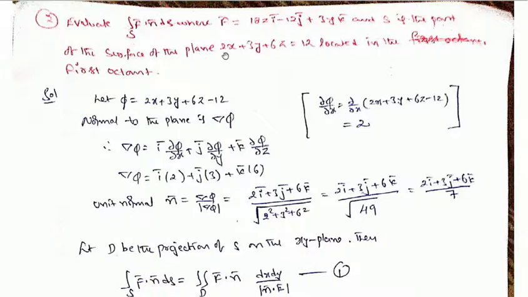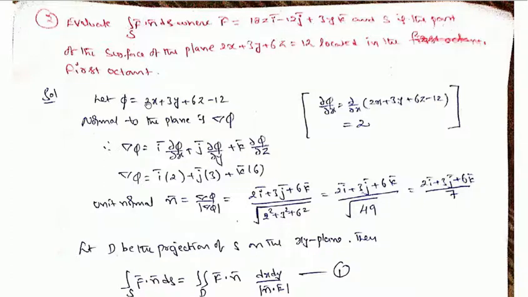So here the surface is given as phi equals 2x plus 3y plus 6z minus 12. Now we have to find the normal to the plane. Normal to the plane is del phi. So what does del phi mean? i bar dou phi by dou x, j bar dou phi by dou y, k bar dou phi by dou z. So phi is given.